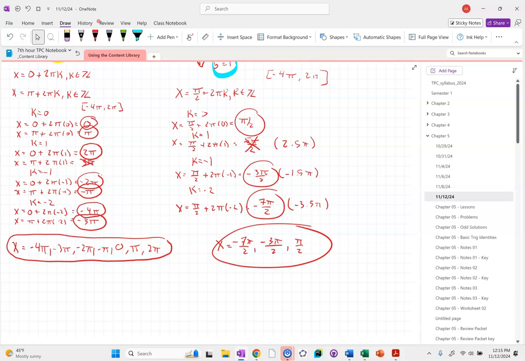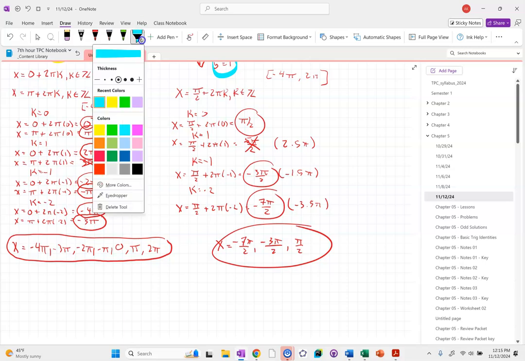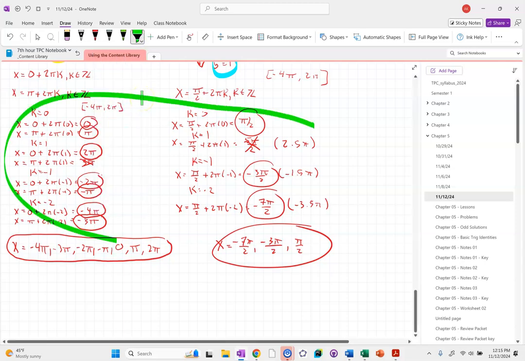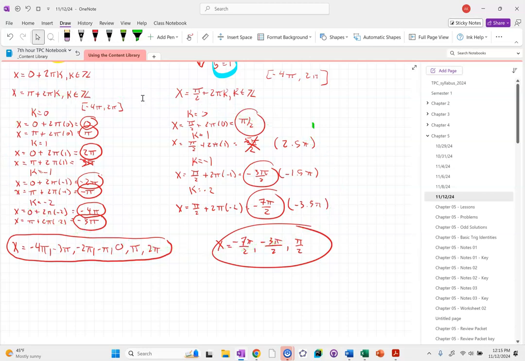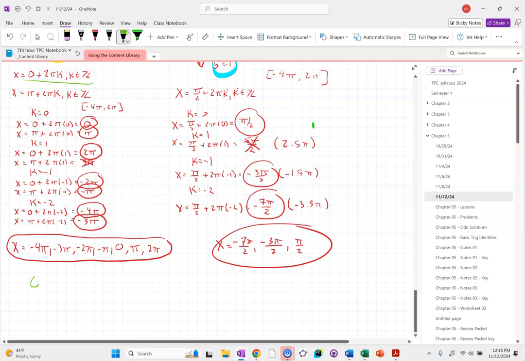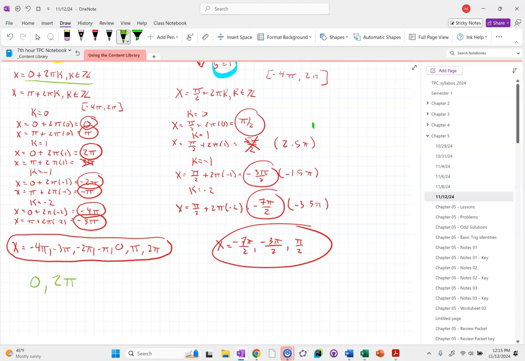Now in practice, I'm not going to write this stuff down, right? What I'm doing is I'm just going to look at this and go, okay, 0, that fits. If I add 2 pi to that, that fits. If I add 2 pi again, that doesn't fit. If I subtract 2 pi, that fits. If I subtract 2 pi again, that fits. If I subtract 2 pi again, that doesn't. Done. Go to the next one.